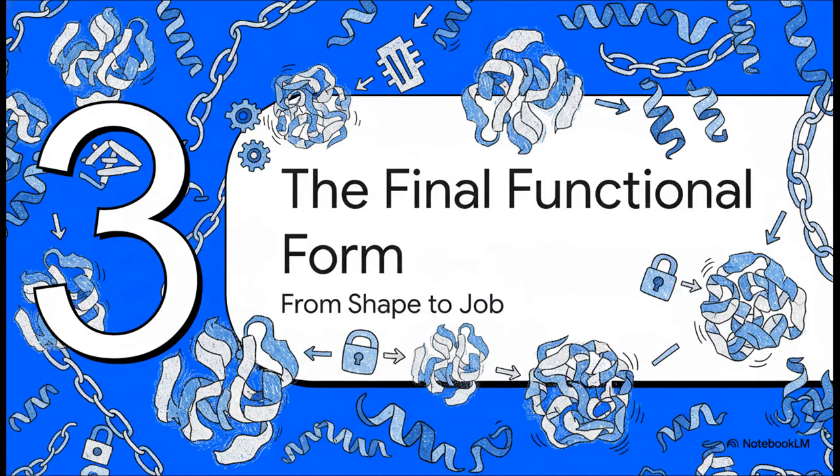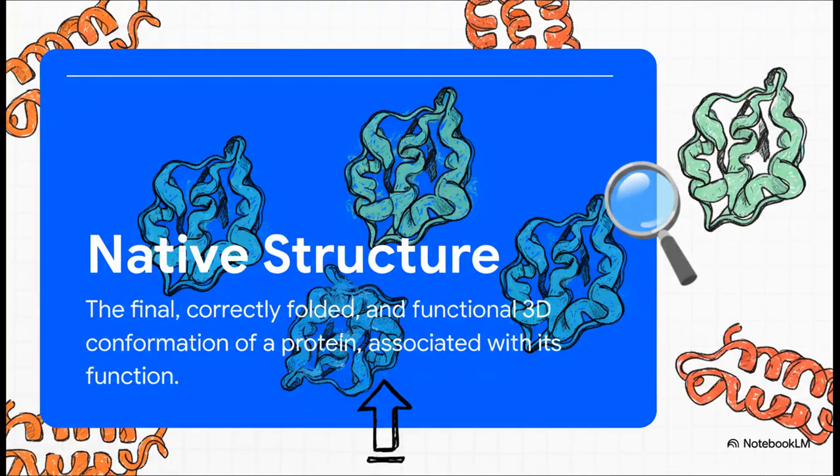Okay, so we followed the blueprint. We went from a simple chain to a complex 3D assembly. Now it's time for the big reveal. What do these finished structures actually do? This final, perfectly folded, ready-to-work form has a special name. It's called the native structure.